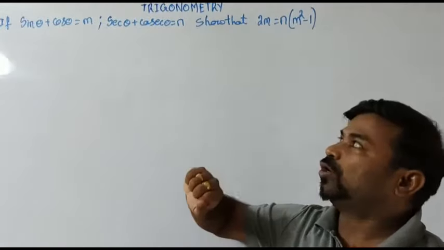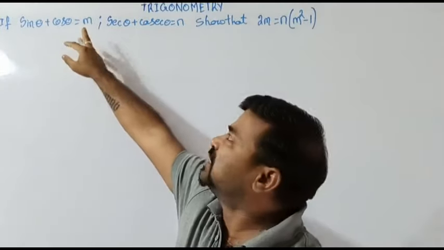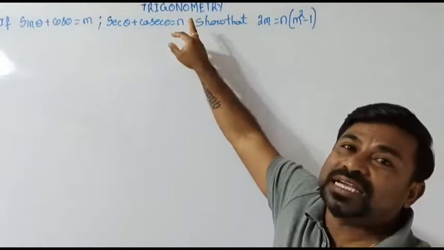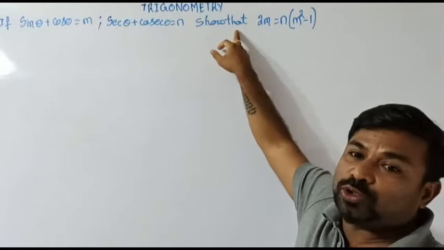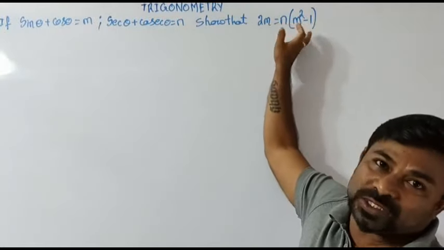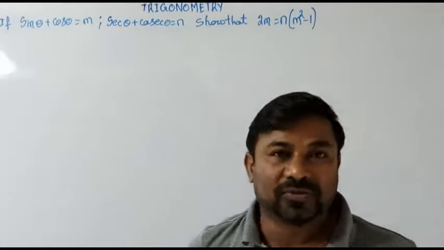In this video, I'm going to explain this: if sin theta plus cos theta is equal to m and secant theta plus cosecant theta is equal to n, then we are supposed to show that 2m is equal to n into (m square minus 1). It's a beautiful question from the topic trigonometry. That is the topic for the day.